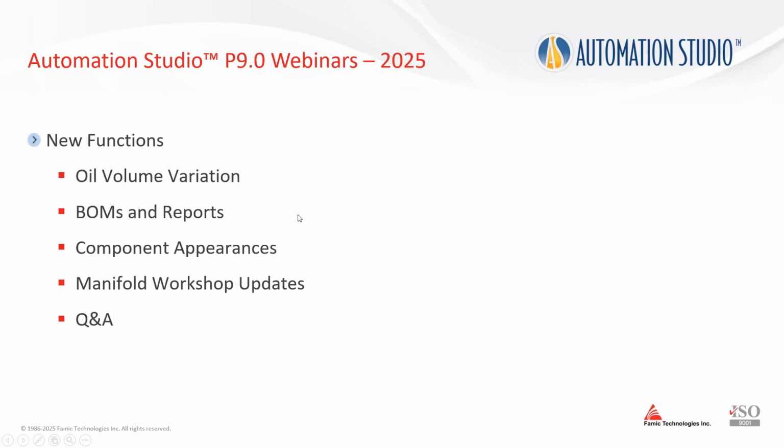So these are the topics that we'll be going over today. Basically, some of the new functions in 9.0 related to oil volume variation, some of the stuff related to bill of materials and reports, some new component appearances, so some enhancements that have been done in version 9 on some stuff that we had continued to work on in version 7 and 8. Some new updates for the Manifold Workshop, and then we'll conclude with a Q&A session.